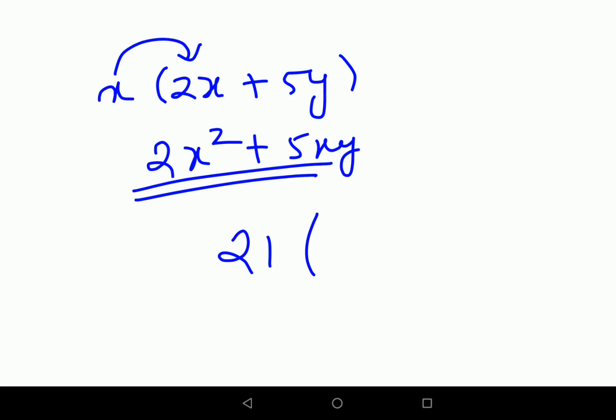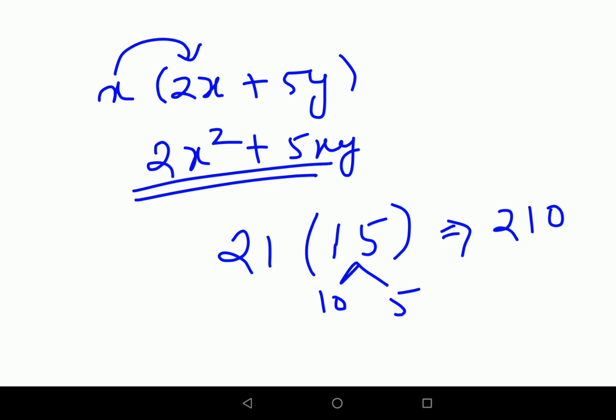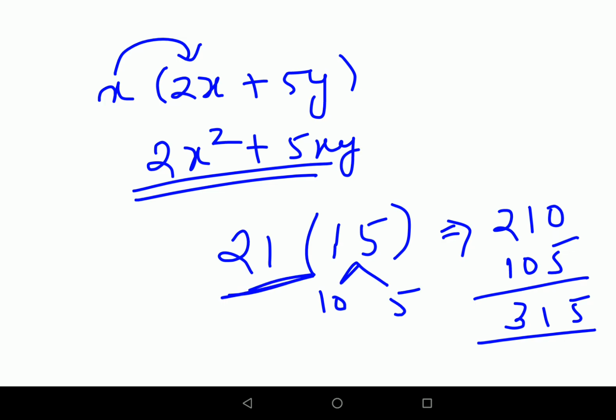21 into, let's say, 15. If that is the case, then what you do is 21 into 10 and 5. Let's do this orally. We get 210, and when you multiply 21 and 5, we get 105. So your answer is 315. That is your answer when you multiply these two numbers.